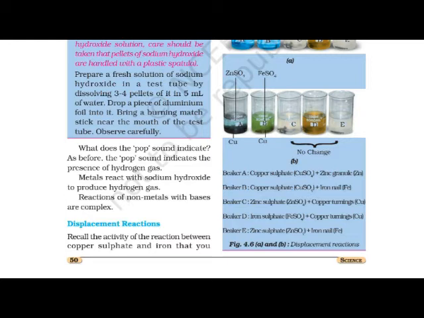Okay, now let me start the displacement reaction on page number 50. To understand the displacement reaction, we have to recall the activity of the reaction between copper sulfate and iron that you have performed in class 7. We discussed one displacement reaction in class 7, the reaction between copper sulfate and iron, and that reaction we have to discuss. Before that, to know more about it, let us observe some more reactions of that kind. Okay, to understand this, we have to discuss activity number 4.8.